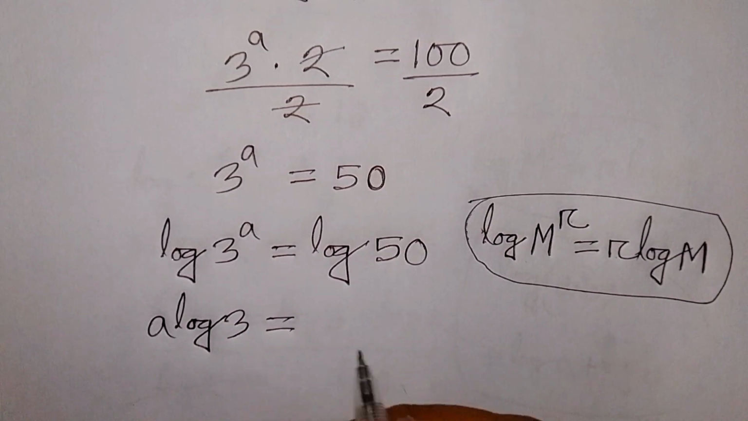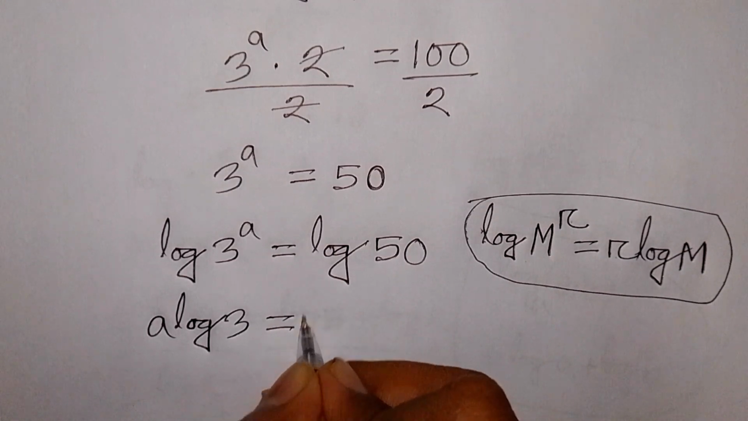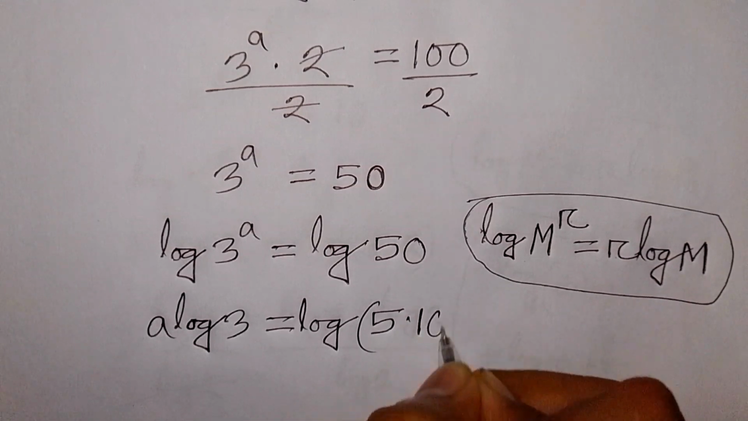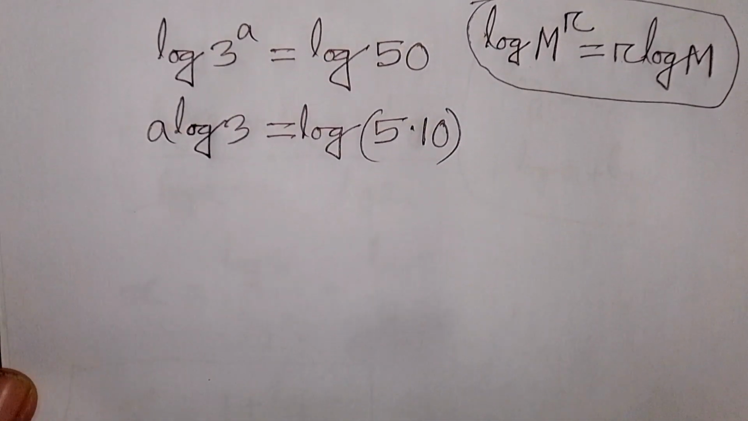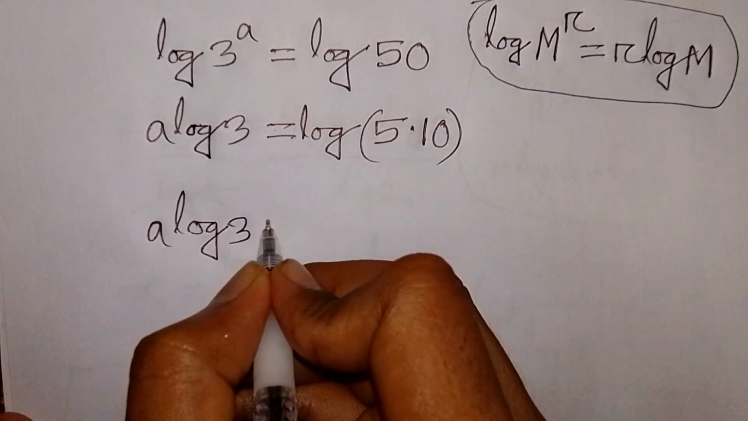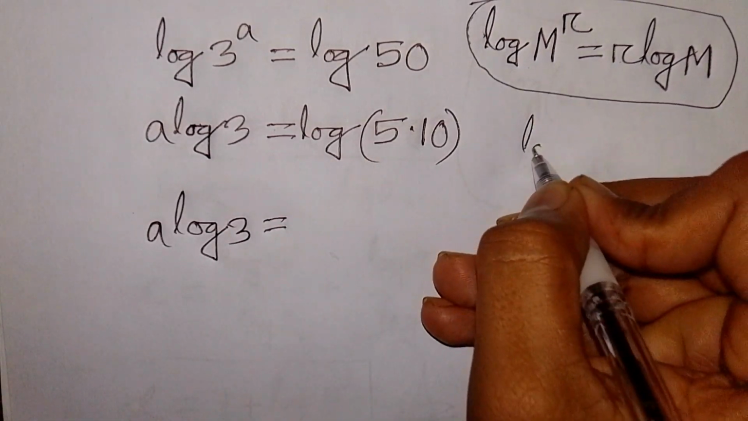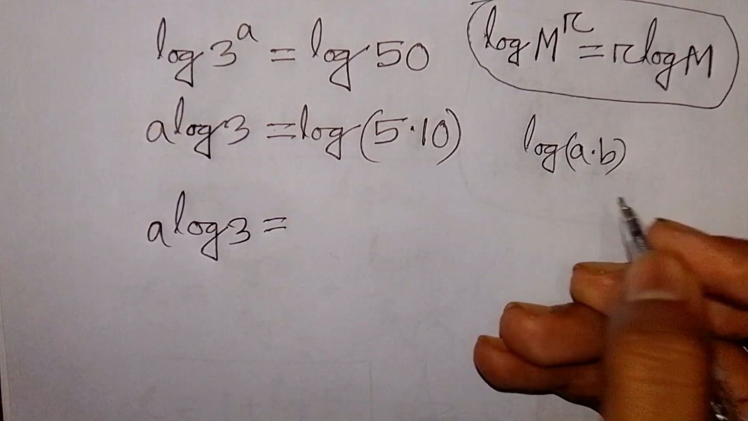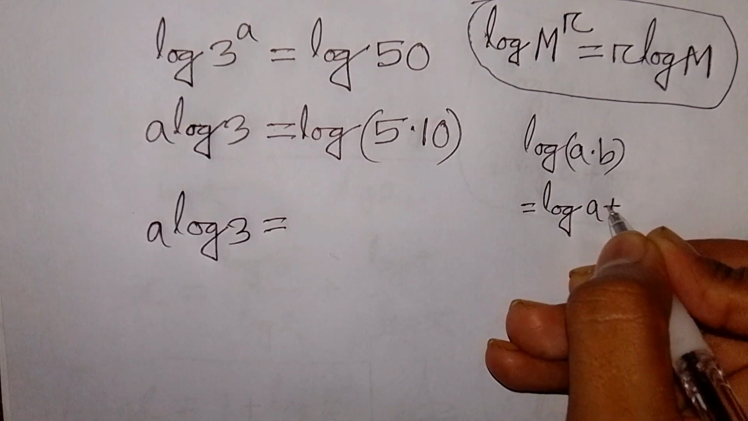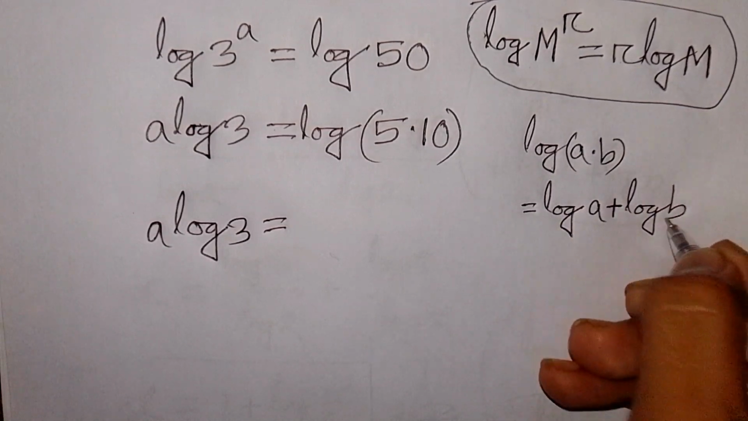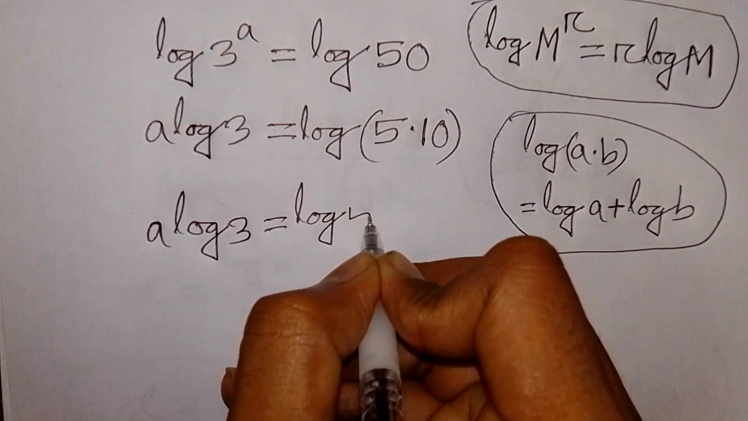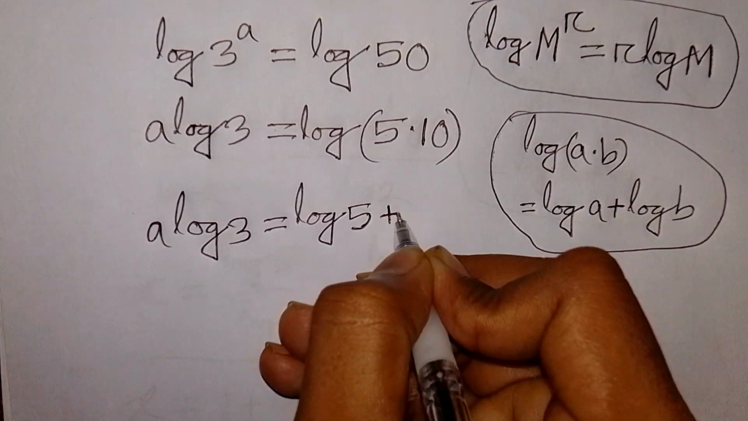Then here is equal to log 50, which can be written as log of 5 times 10. In the next step, we have a log 3 is equal to, here we apply this formula, log of a times b is equal to log a plus log b. So it will be log 5 plus log 10.